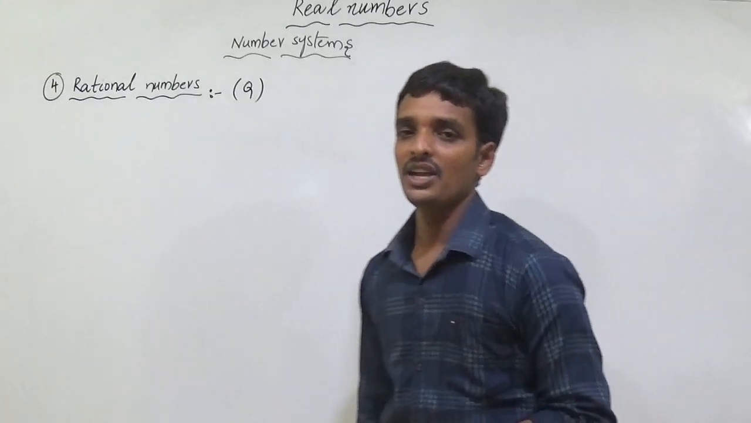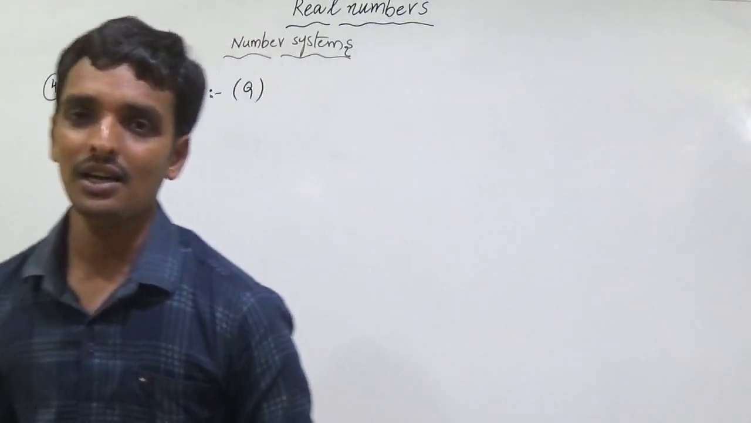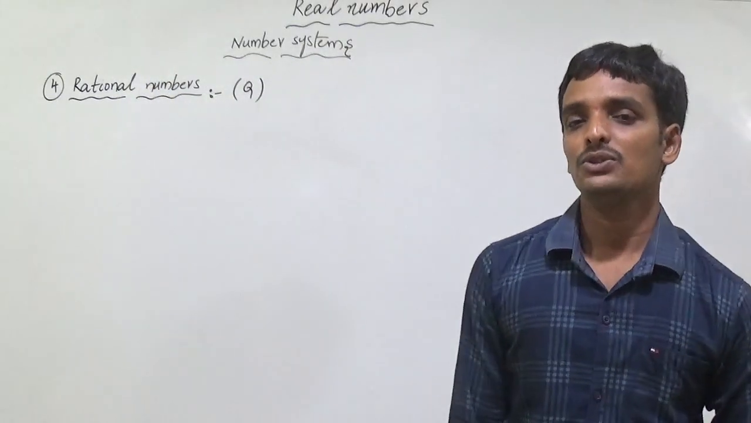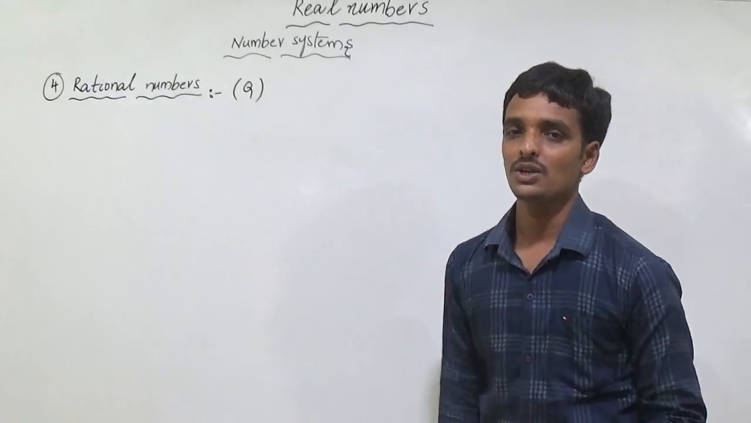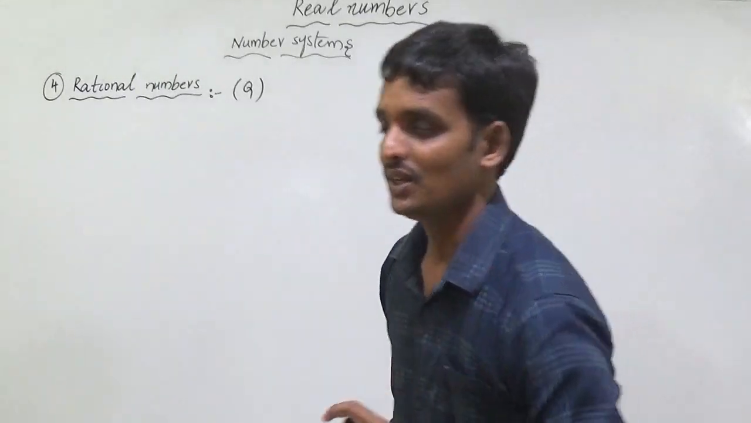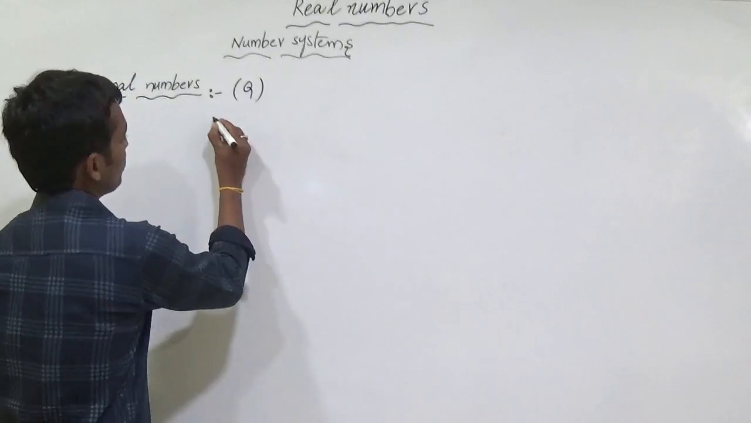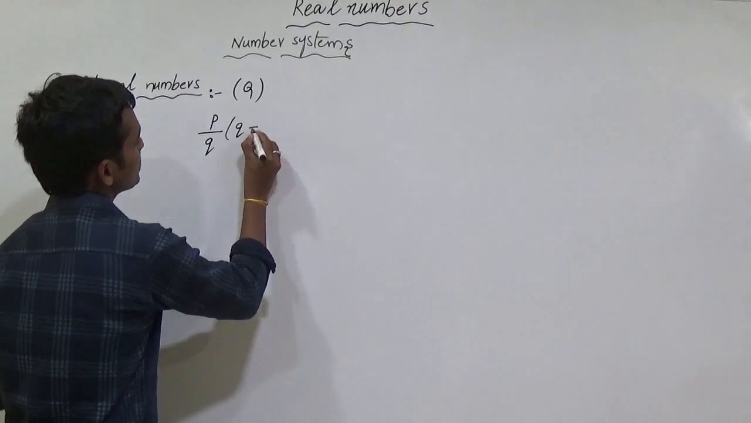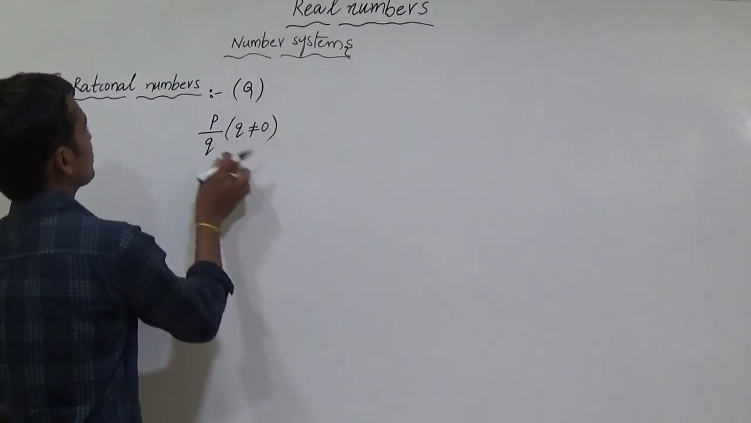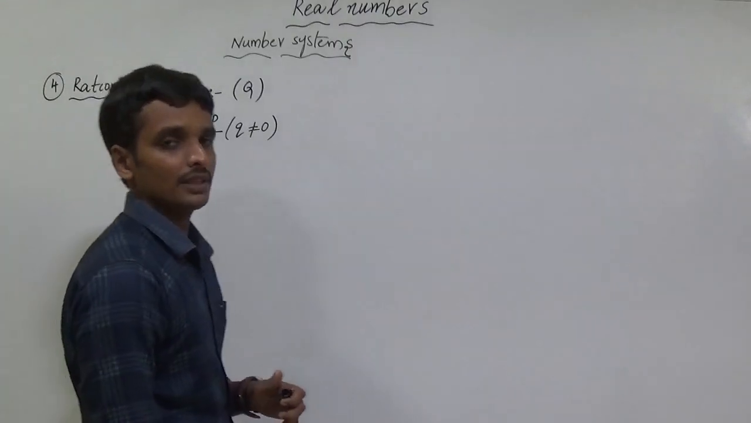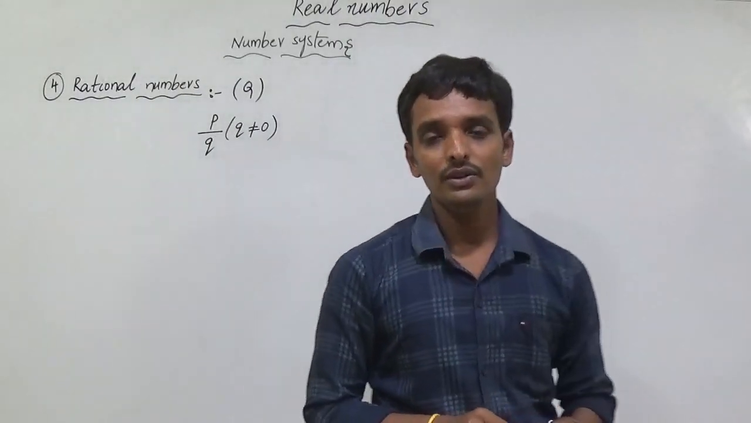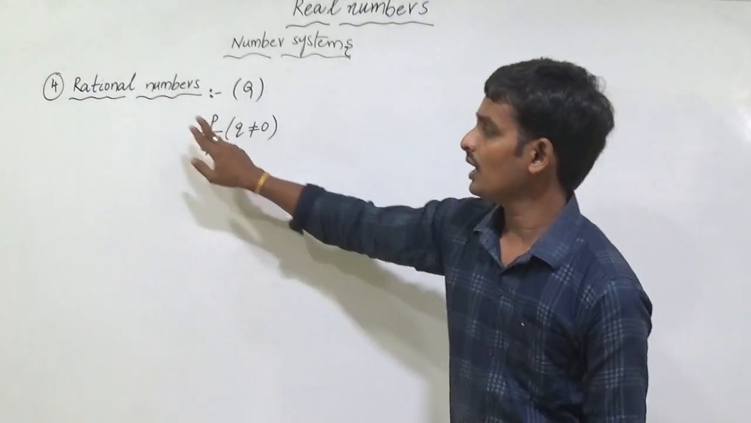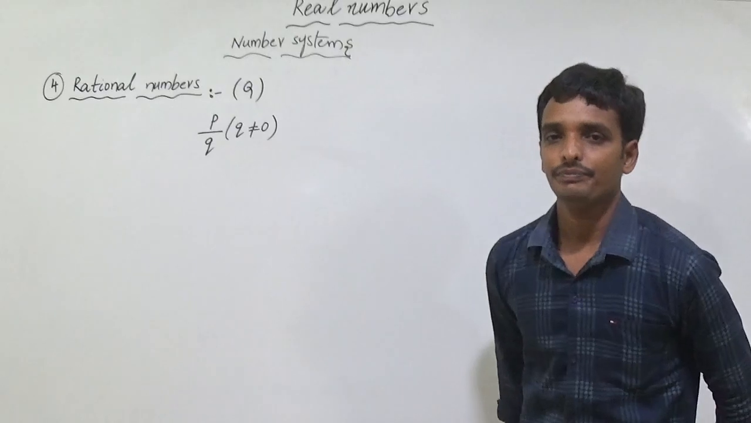So what is the definition of a rational number? What are the rational numbers? What is the general form of a rational number? For all these questions we have only one answer by the definition. The numbers which are in the form of P by Q, where the denominator Q is not equal to 0, are called rational numbers.